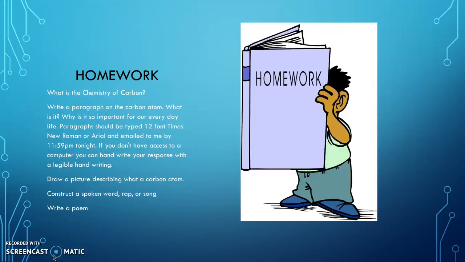Or you can construct a spoken word piece, a rap, or a song, something that speaks to you, or maybe even a poem. I feel like students are able to be themselves at the same time as learning. They're able to have fun and still relate to what they're doing. Science is not always as interesting as everybody thinks it is, but when it comes down to it and you want your students to grasp these different lessons, you play to their strengths.